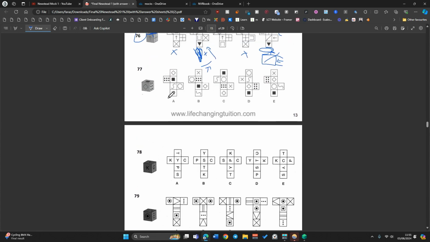Question 77. If we fold these, yeah, that looks pretty accurate already. So if I fold this, this is going to be on the right below the square, and this is going to be on the right of it. And then if I rotate that cube, it's going to look exactly like this. So I'm going to go with A. I'm going to quickly check the other ones because I found it so quickly.